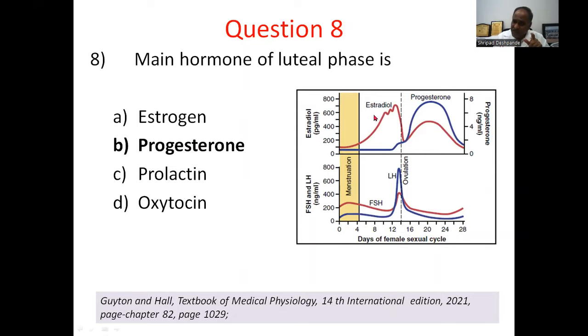You can see I have just pasted that picture. This is the ovulation, this is the luteal phase. In this luteal phase, you have this blue curve, the blue lines. This is the progesterone. I have referenced Guyton's book, page 1029. It is there in all the textbooks of physiology, even in Ganong. I did not bother to put that in here, because it's not a controversial question.